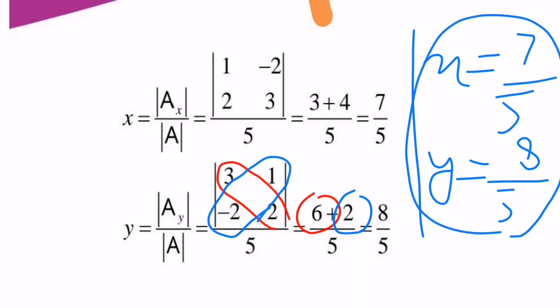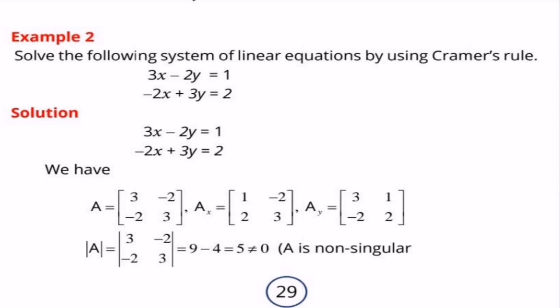This is the solution of the required system 3x minus 2y is equal to 1 and minus 2x plus 3y is equal to 2 by Cramer's rule.